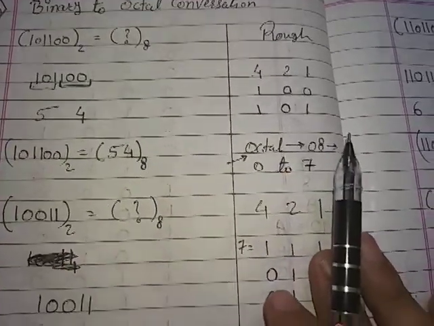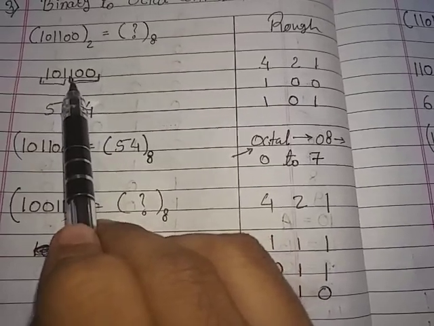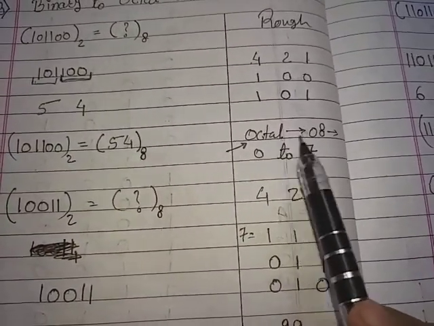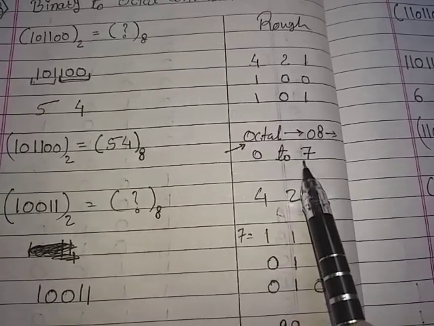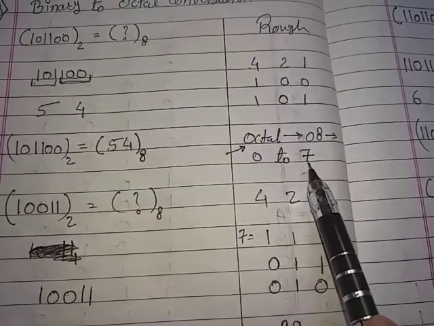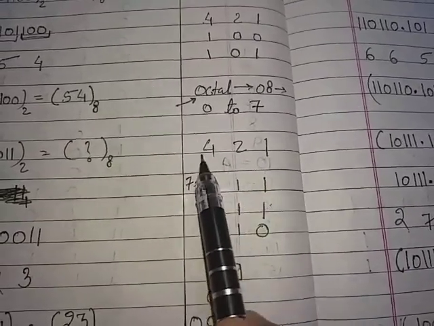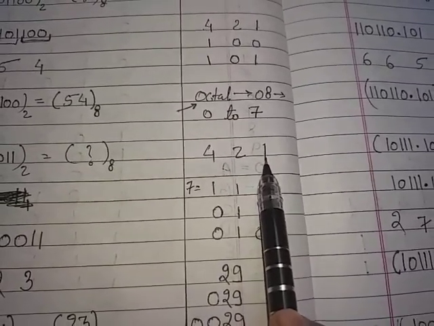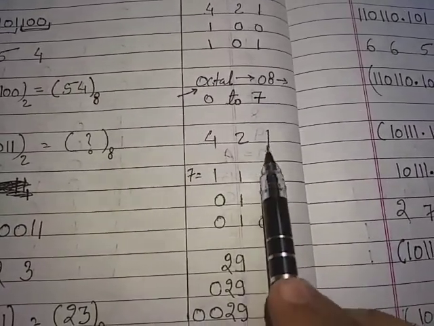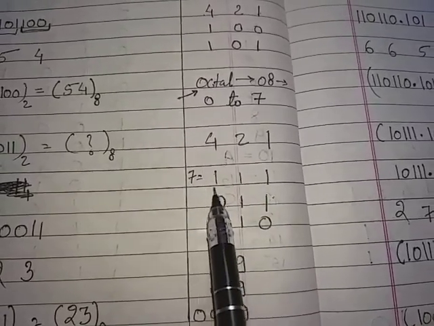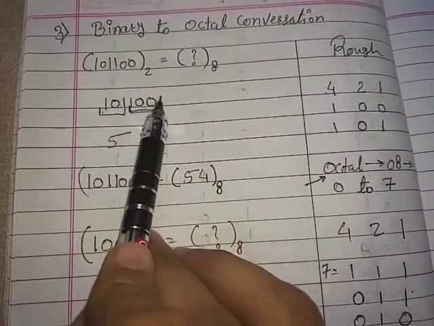That's it. Now a question arises, why have we made groups of 3 bits only? As we know, the octal number system consists of 8 symbols. They are from 0 to 7. Hence the maximum value is 7. So 7 can be written as 4 plus 2 plus 1, that is 4 plus 2 is 6, 6 plus 1 is 7. So 7 can easily be written in 3 bits, that is 111. That's why we are making groups of 3 bits at a time, and they are from the right hand side.